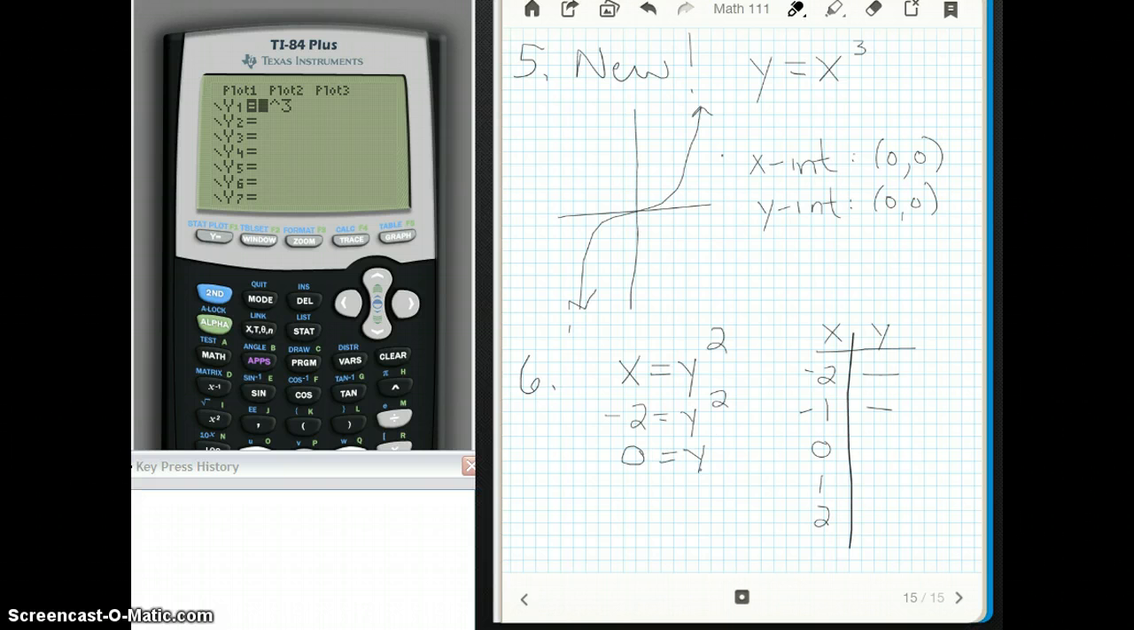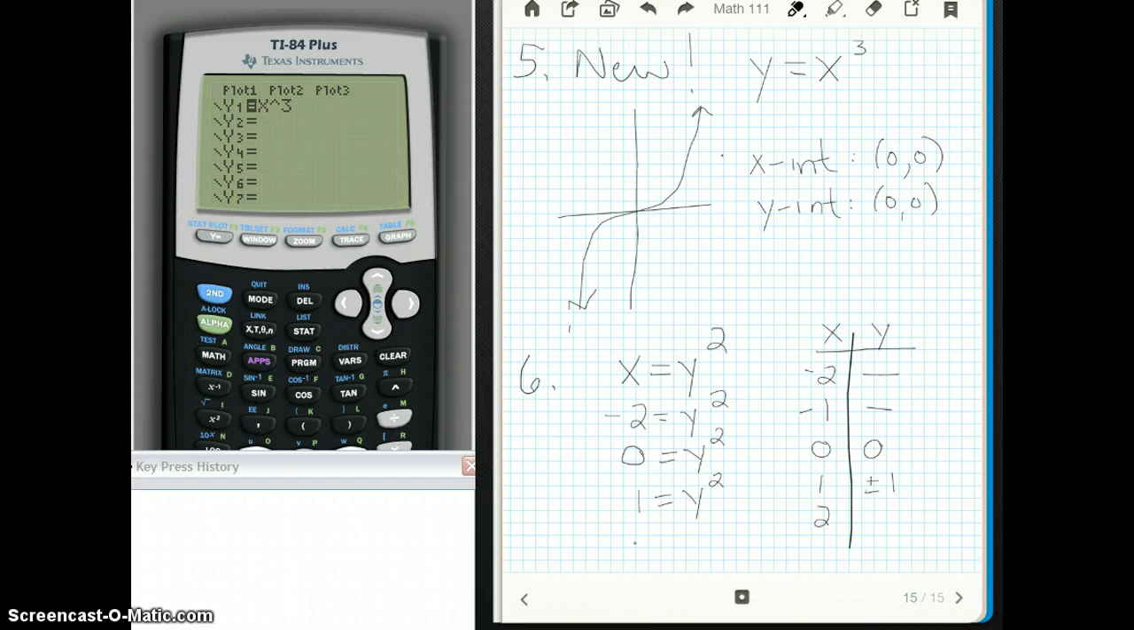What happens if we put a 0? 0 equals y squared. Well, what can you square that gives you 0? Well, 0. So that means y's got to be 0 also. We have a point. The point is 0, 0. Great. Okay, what about if I put a 1? 1 equals y squared. So if 1 equals y squared, what could y have been so that when you squared it, you get 1? Well, that means y could have been plus or minus 1, right? Because if you take the square root of both sides, you would get plus or minus 1.